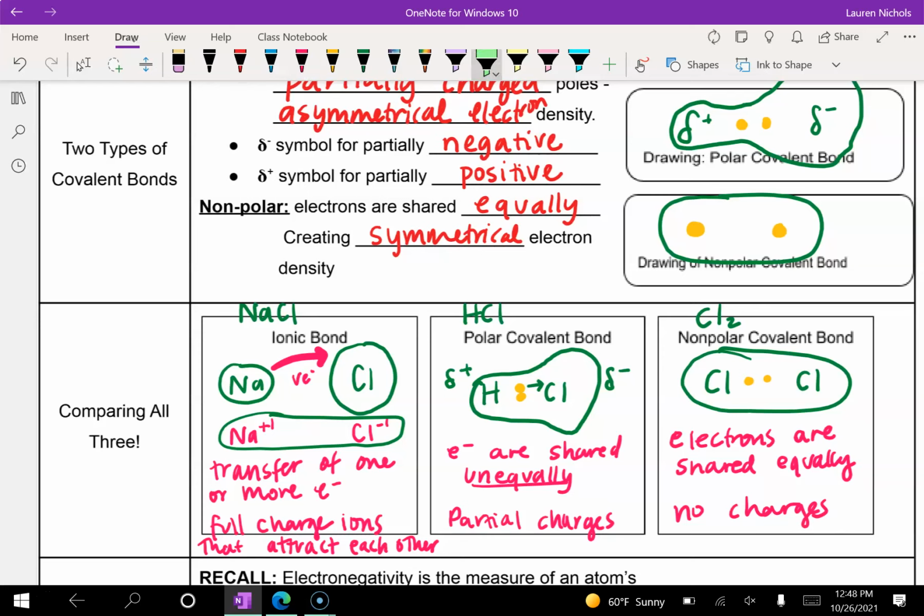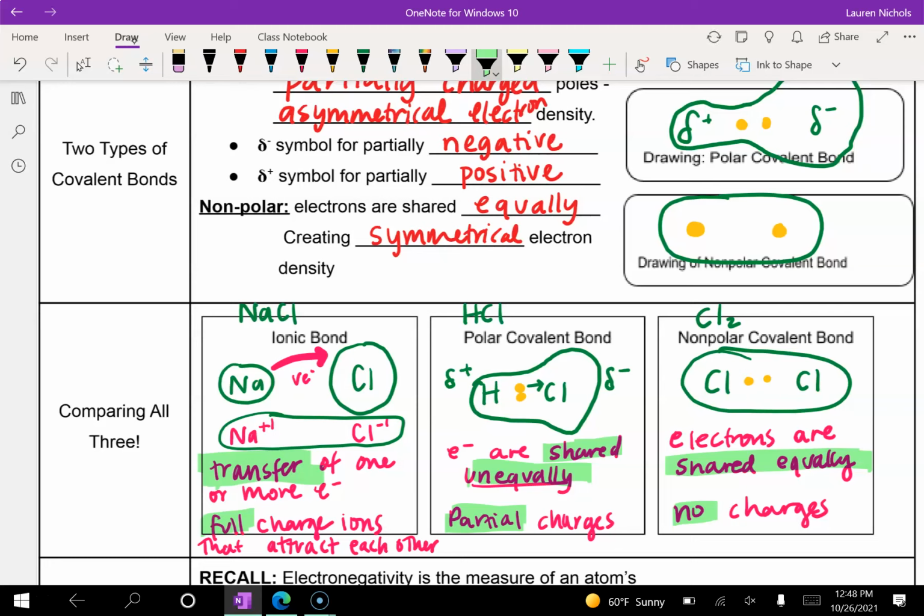So, key thing here: nonpolar, electrons are shared equally and they have no charges. Polar is shared unequally and there are partial charges. And in ionic compounds, they transfer the electrons, they do not share, and they have full charges.